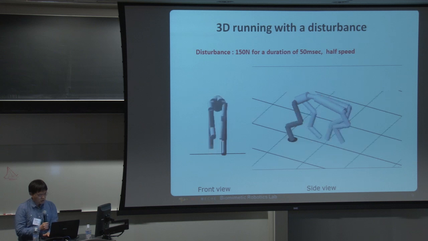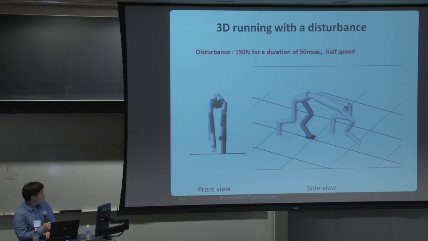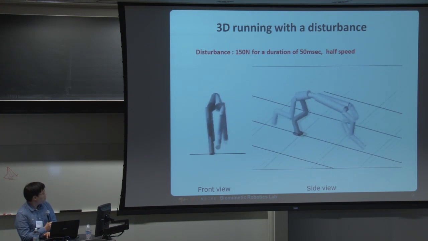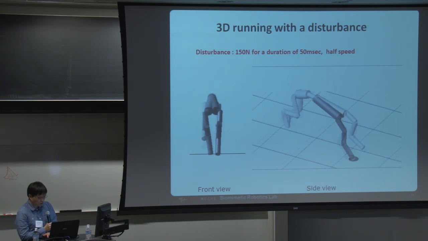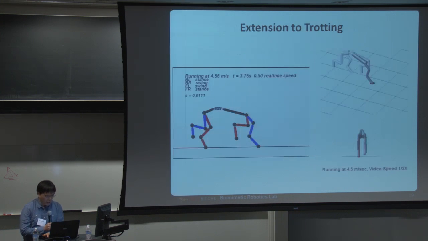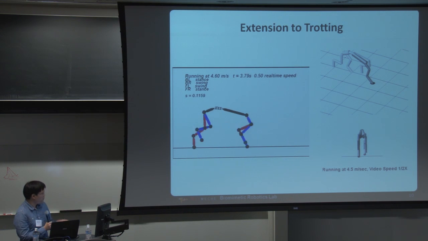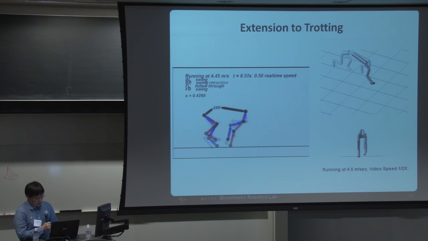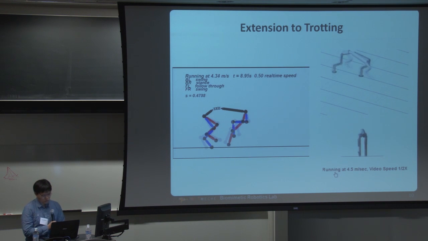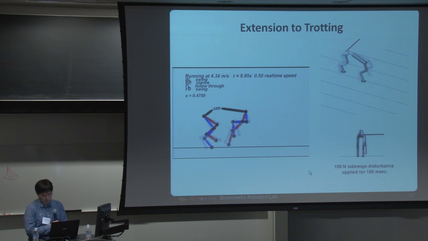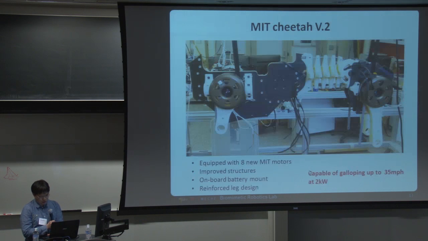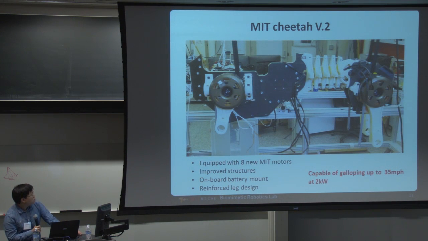And you can easily extend this controller to 3D running. And you can see it can recover from very big sideways pushes. And by just changing the gait pattern, we can go back and forth between trotting and galloping easily. And this is a 3D trotting controller. And this controller will be implemented on the MIT Cheetah robot. Thank you.